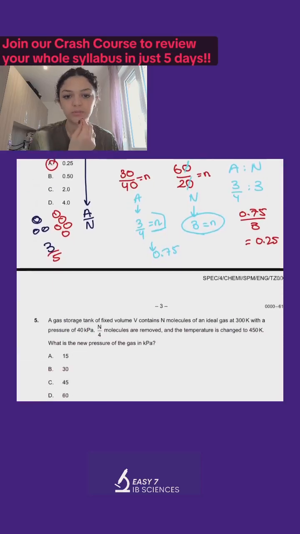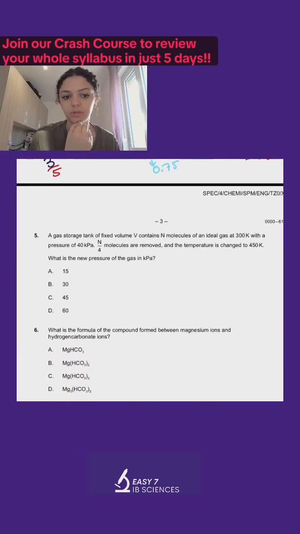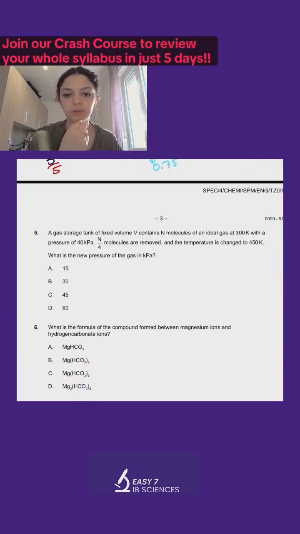Where did you get these questions from? They're just the specimen papers. Just search up on Google, like IB chemistry specimen papers, you should find them.